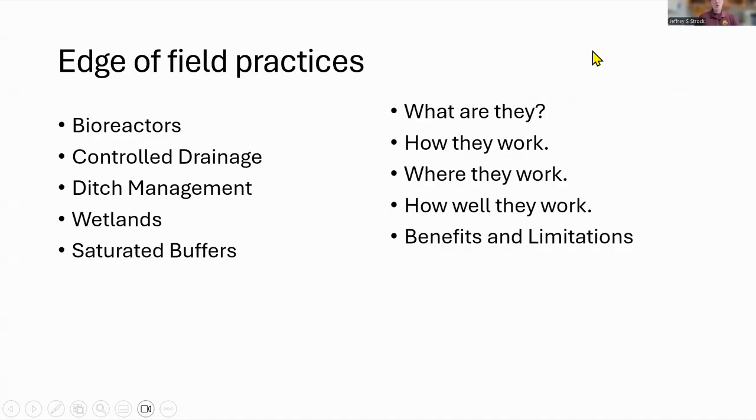Great. Okay, so we've got five different edge of field practices that you see on the left side of the screen there. We've got bioreactors, controlled drainage, ditch management, wetlands, whether they're natural wetlands or constructed type of wetlands, and then saturated buffers. So we can talk about what they are, how do they work, where do they work, how well do they work, and one of the things especially to be noted is there are benefits and limitations.